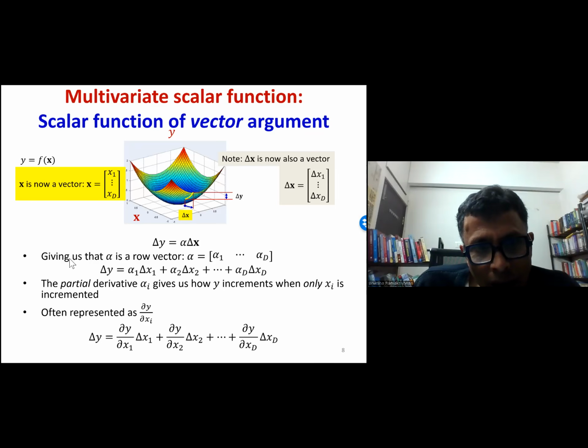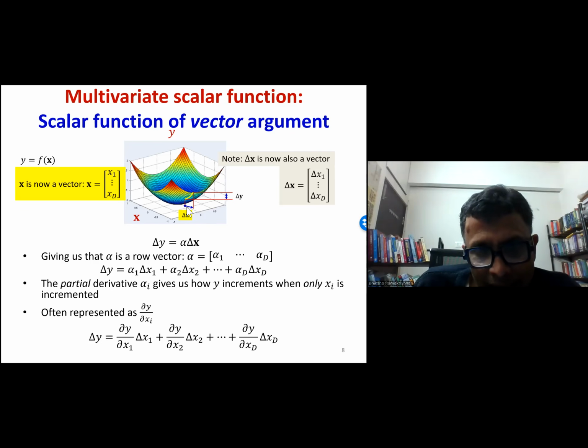And so the derivative of a scalar function of a vector variable, where the variable is a column vector, will be a row vector. And so the alpha is going to be a row vector of this kind with components alpha 1 through alpha d, where d is the dimensionality of the input. And so just writing it out, you can see that delta y can be written as alpha 1 times delta x1, where delta x1 is the increment in the first component of x, plus alpha 2 times delta x2, where delta x2 is the increment in the second component of x, and so on.